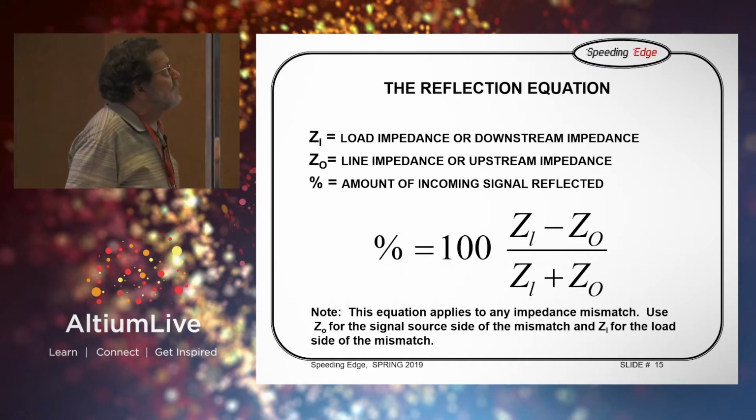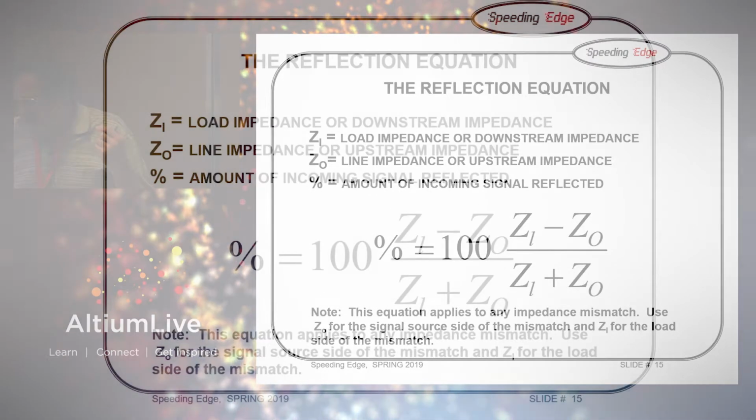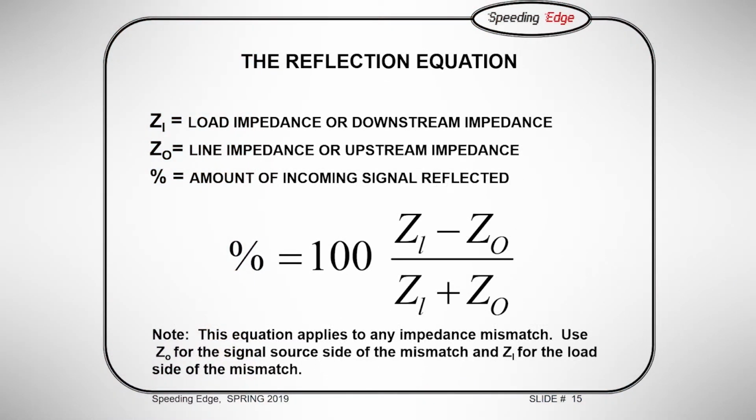So this is a different reflection equation. It is based on the fact that you and I have nifty little tools that let us measure the impedance of transmission lines. And so Z sub L is the impedance downstream from a transition, and Z0 is upstream.